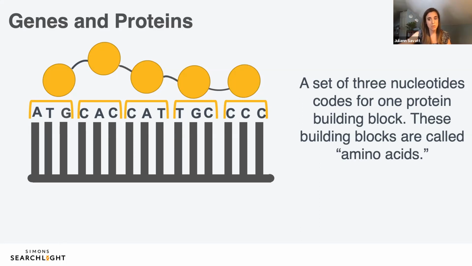So in this example, our body would read ATG to make this first amino acid, the letters CAC to make the second amino acid, and so on. There are 20 different amino acids that make up our proteins, all coded by these 3-letter sets.